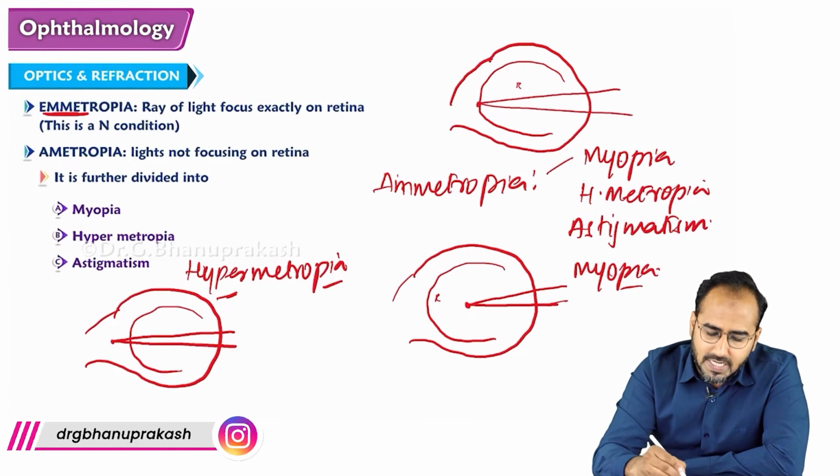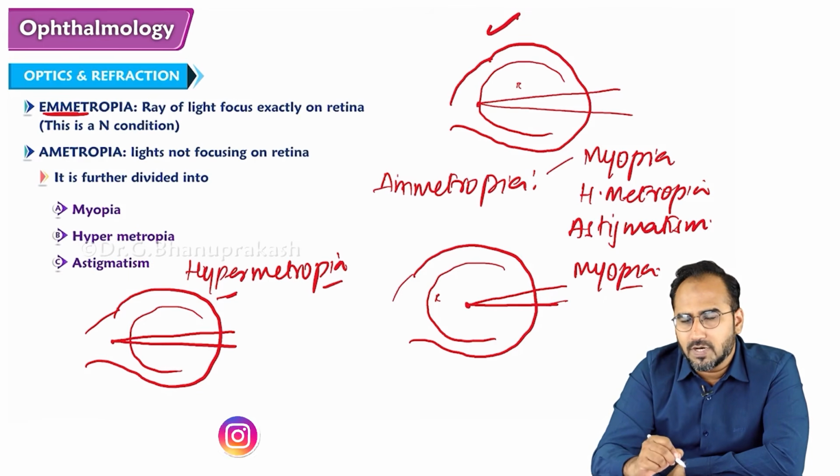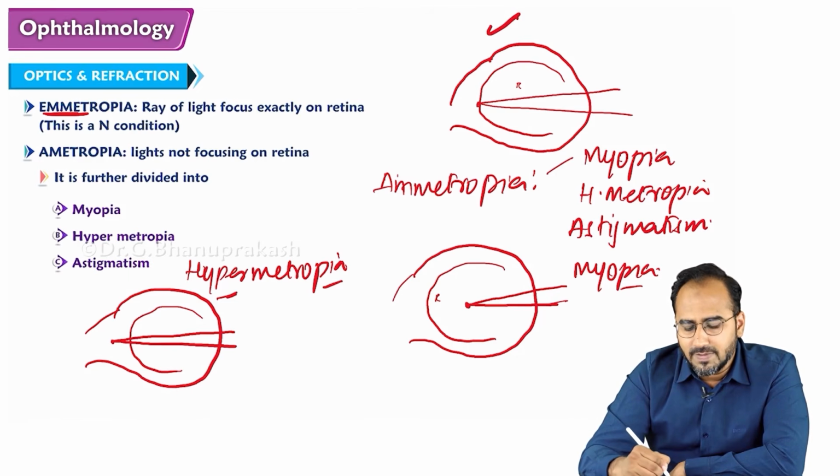So basically remember guys, we are talking about emmetropia, that is, light rays traveling from infinity and focusing on the retina. Ametropia is divided into myopia, hypermetropia and astigmatism. What is myopia? Light rays traveling from infinity focusing in front of the retina, that is myopia.